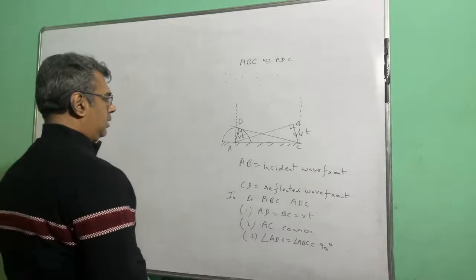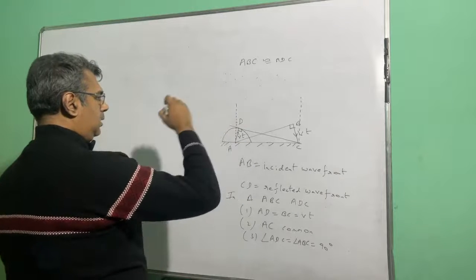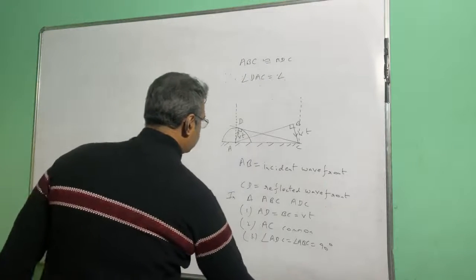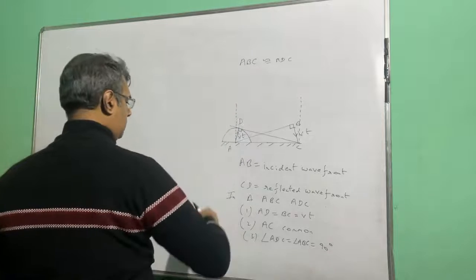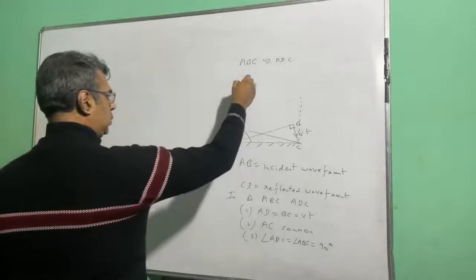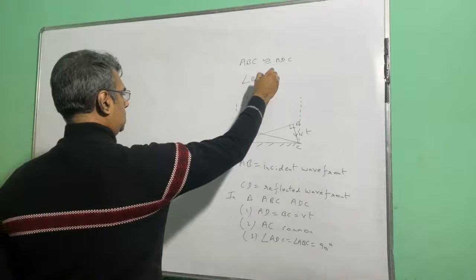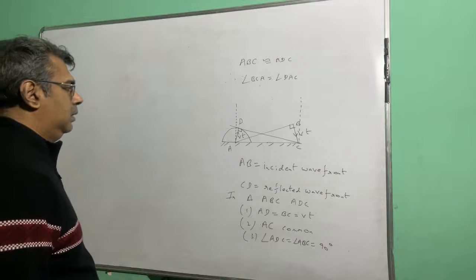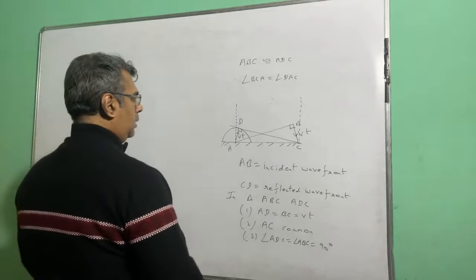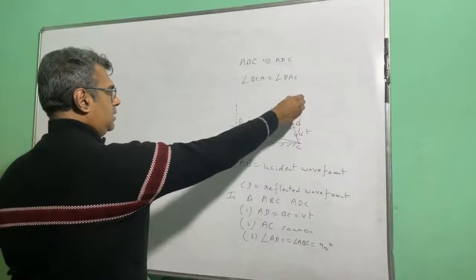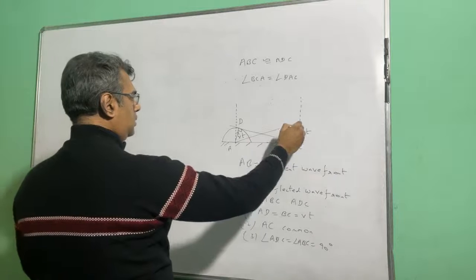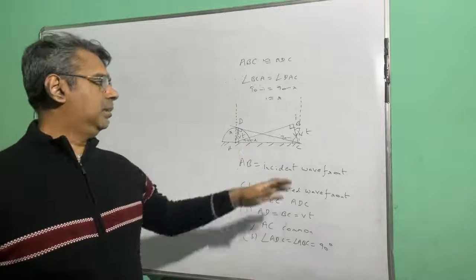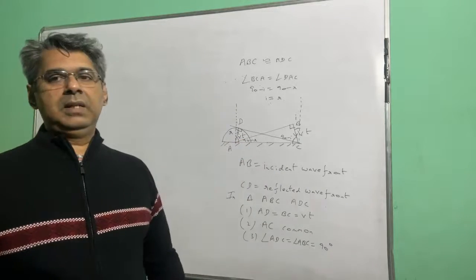So since ABC is congruent to ADC, we can say that angle BCA equals angle DAC. Now I have drawn two dotted lines. This is a normal at C, this is a normal at A. So this angle over here is the angle of incidence I. AD and BC are in the same plane.